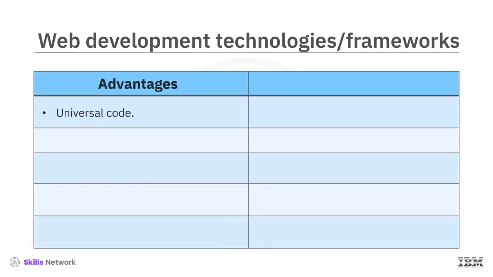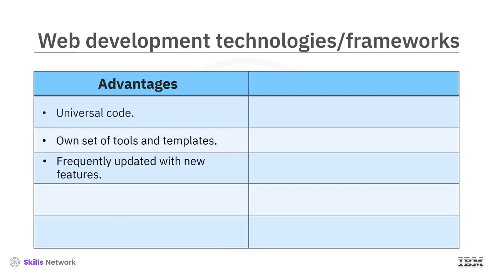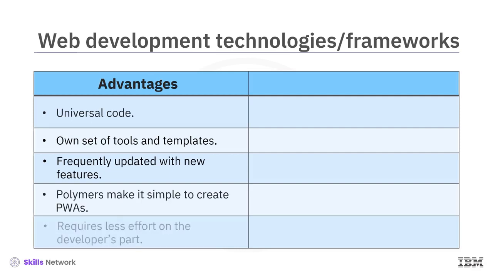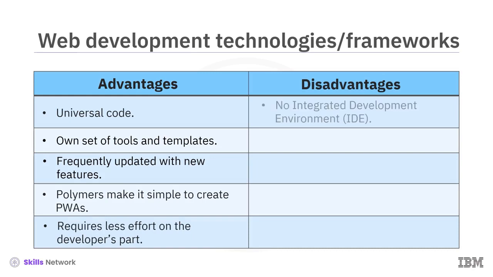It has a universal code. It has its own set of tools and templates. It is frequently updated with new features. It is quite simple to create PWAs using Polymer. It requires very little effort on the developer's part. Here are some disadvantages of Polymer. It does not have an official integrated development environment, IDE. It takes a long time to reload.